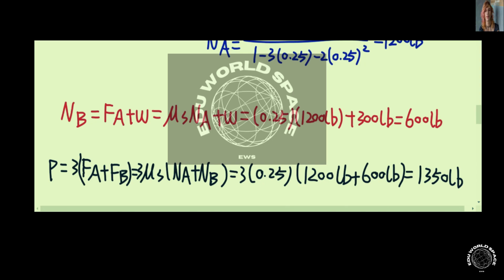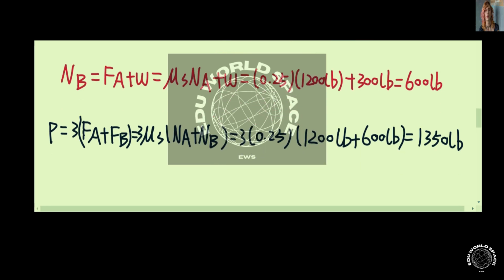So now we can determine force P, since force P is equal to 3 times (Fa plus Fb), which is equal to 3 times (mu s times Na plus Nb). If we plug in the values, we'll have 3 times (0.25 times 1,200 pounds plus 600 pounds), and this is equal to 1,350 pounds. And this is the answer for this question.